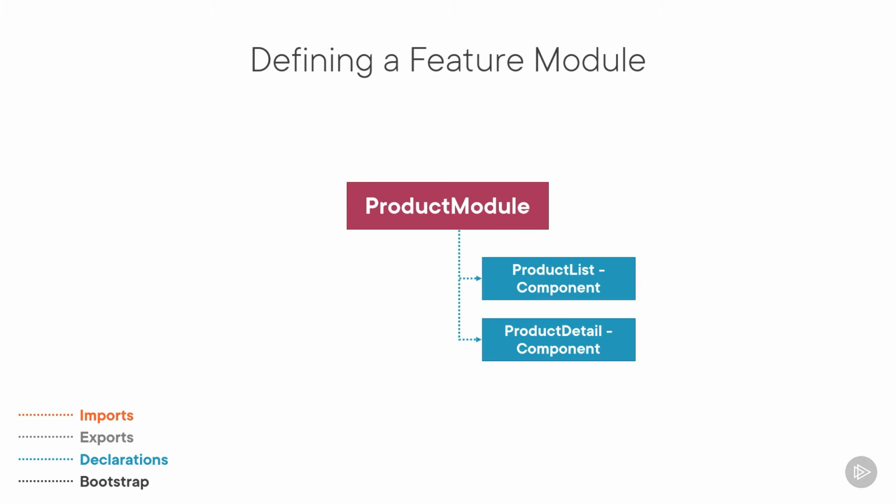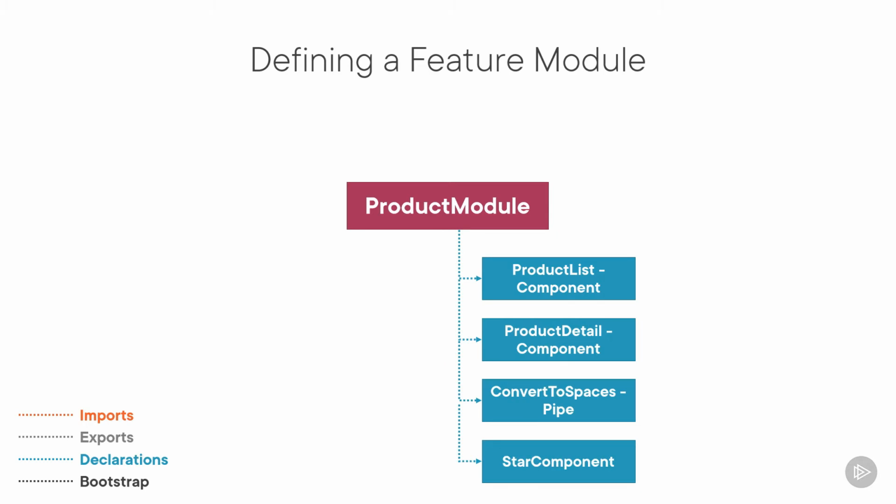In this example, we add the product list component and product detail component. Then, as we did with the box example at the beginning of this course module, we start to look at what each component's template needs. In this example, the product list component uses the pipe, so we need that. And both the product list and product detail components use the star component, so we'll need that here as well.